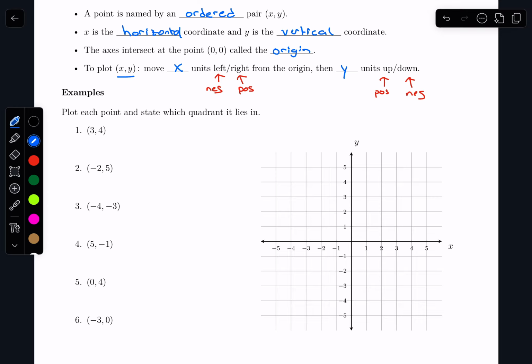Just to be clear, this is an ordered pair where x is 3 and y is 4. So now, in order to put this on the graph, once you get good at this, you're going to be able to just look and go, oh, 3 to the right, 4 up, and you're going to be able to put a dot right there.